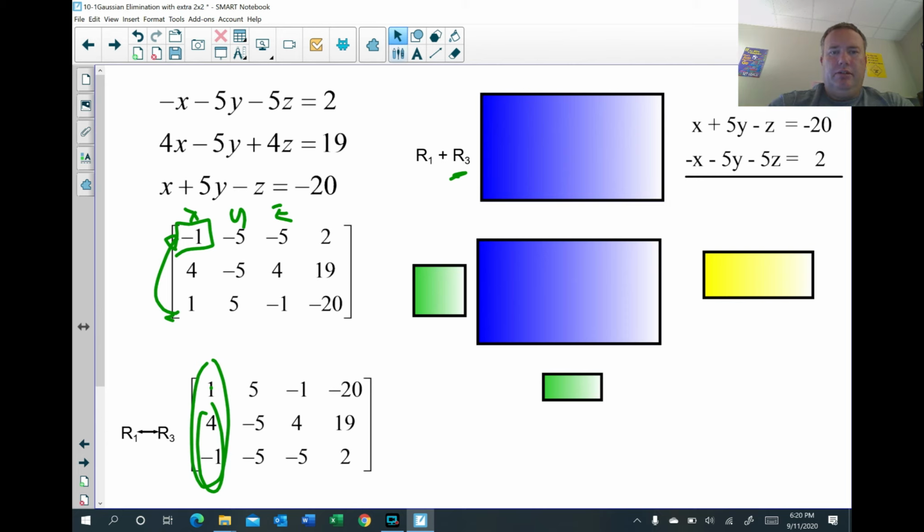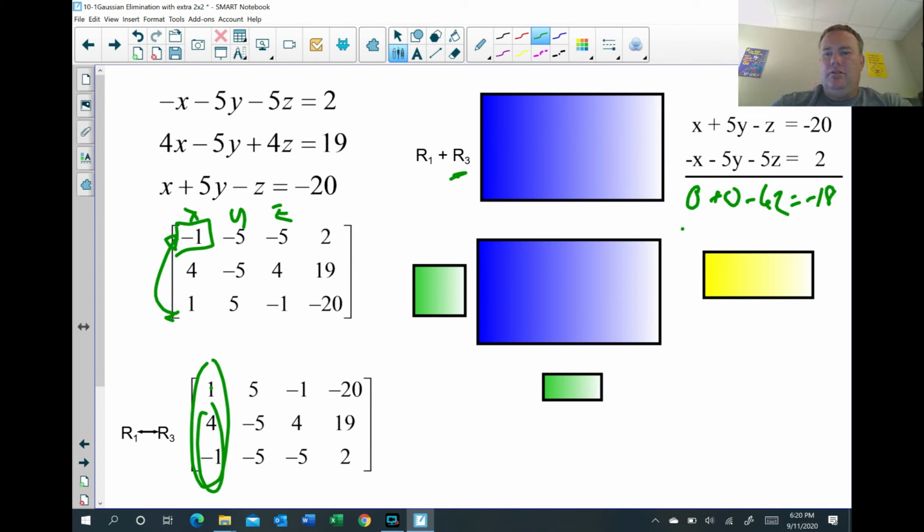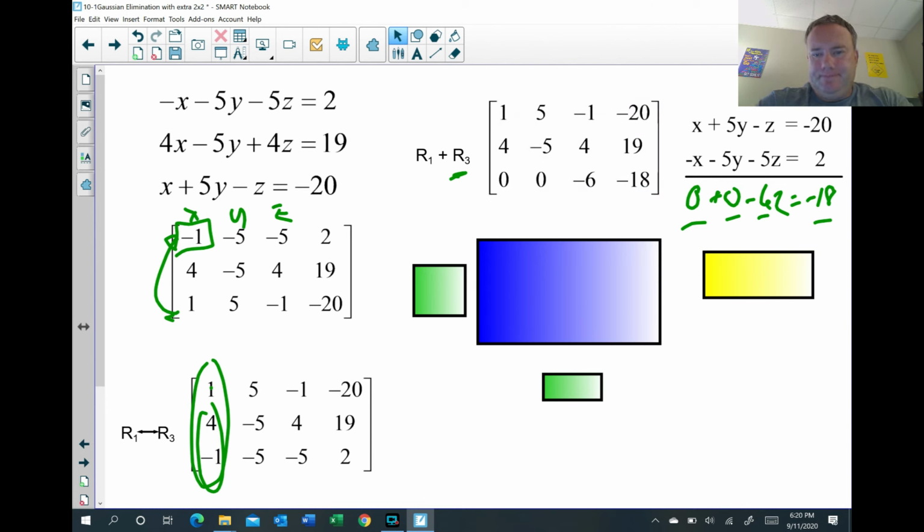x and negative x, that gives you what? I like to do it this way, 0. 5 minus 5, so that's 0. And then negative z and negative 5 gives you negative 6, and then we end up with a negative 18. So we get a 0, 0, a negative 6, and a negative 18. That is what's going in here. Now, the reason why that was nice is, hey, look what happened. These two have already become 0.